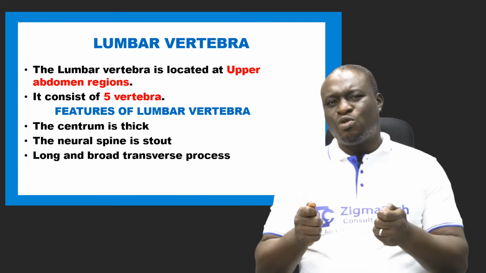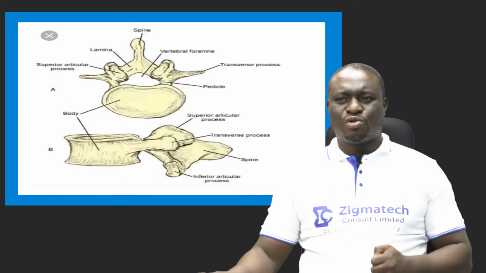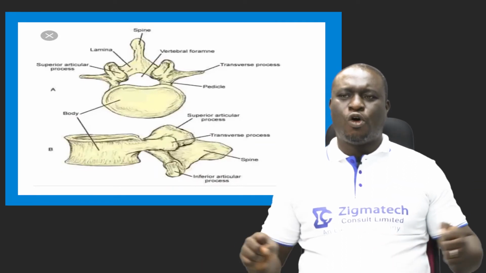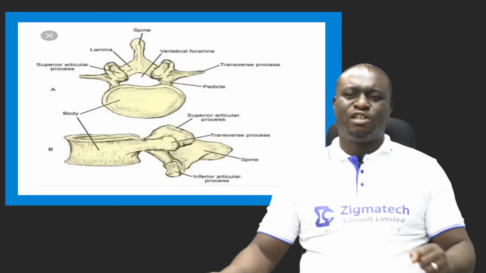That is one of the key ways to identify a lumbar vertebra. You can see that on the screen. The transverse process are long and broad. You can also see a very thick centrum there.